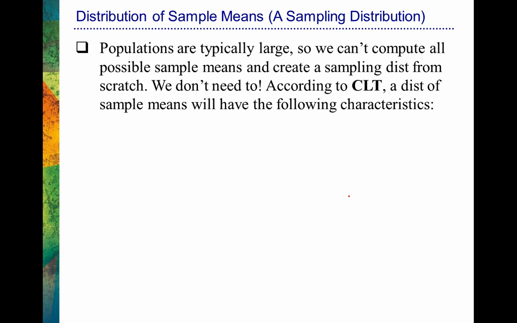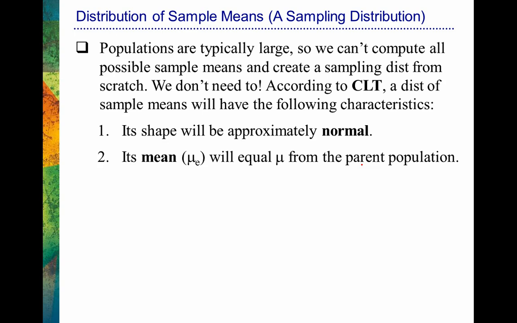And we don't need to, because according to central limit theorem, that distribution of sample means will have the following characteristics. One, we saw that its shape will be normal. And the nice thing about that is if we have a normal distribution, we can use that z-table that we've been using to compute basic probabilities and percentiles. We also know about its characteristics.